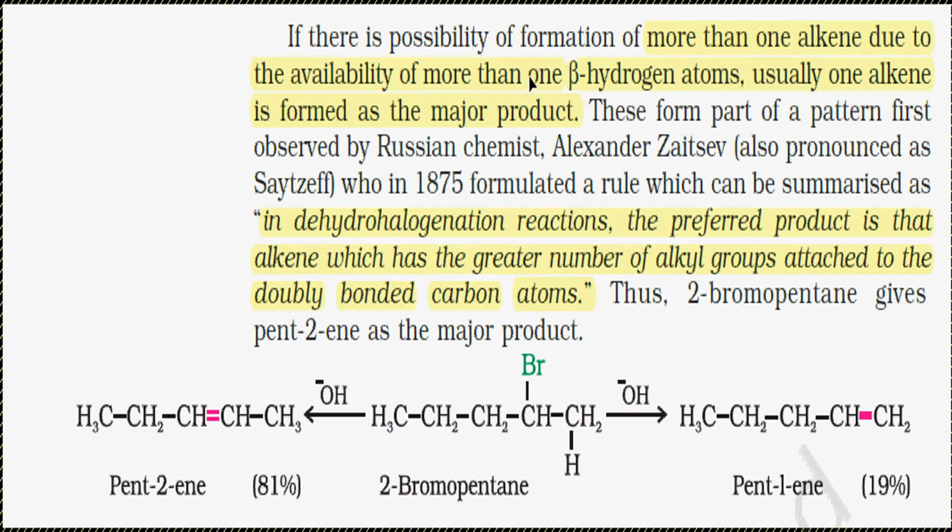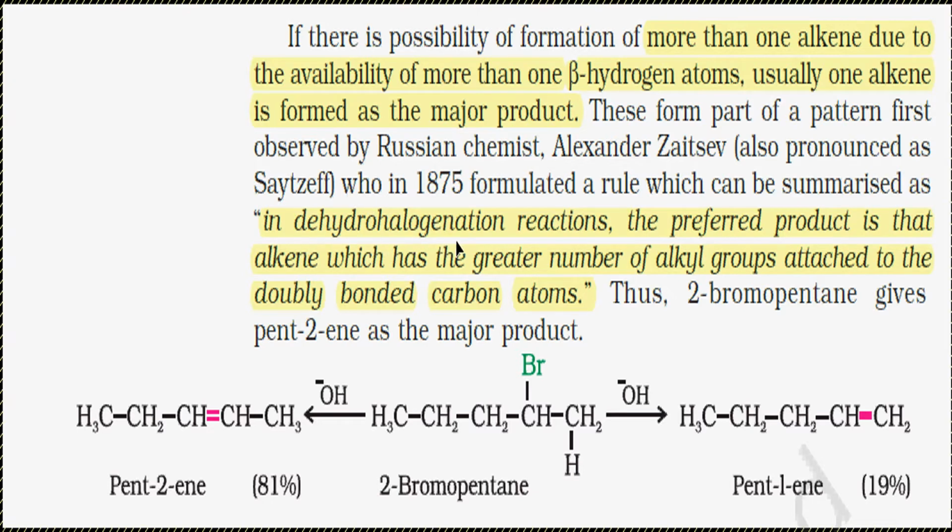If there is a possibility of formation of more than one alkene due to the availability of more than one beta hydrogen atom, then usually one alkene is formed as a major product, that is in more amount, and the other as a minor product. Now based on this, Saytzeff gave a rule which is known as Saytzeff's rule.